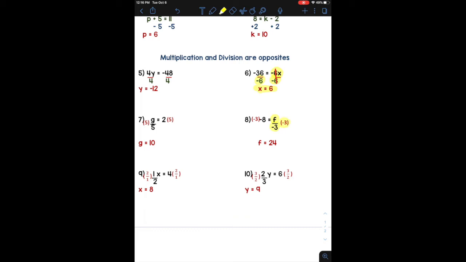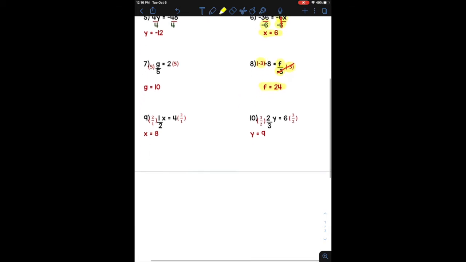In number 8, the variable f is being divided by -3, so the opposite operation would be to multiply by -3. When you do, the -3's cross simplify, that will just leave us with the f, and -3 times -8 is +24, therefore we'd be left with our answer, f is 24.